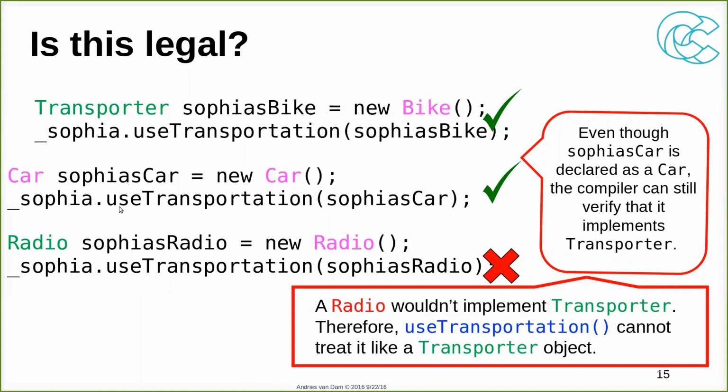So again, inside use transportation you can access bike, but that's the reverse case, right? Once you come out of use transportation, you can only access the methods of the transporter. So inside use transportation it will act as a bike instance, but outside of it, it will act as the instance that only knows about the transporter methods. Okay, thank you.